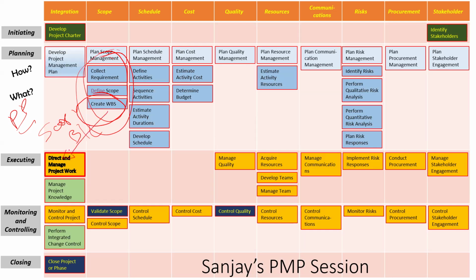Once it is done, it is given to the executor, and then control scope is the process that checks the current progress against the planned scope versus actual scope. Someone used the word scope creep. Who was that? I was, Shishir. What do you mean by scope creep?